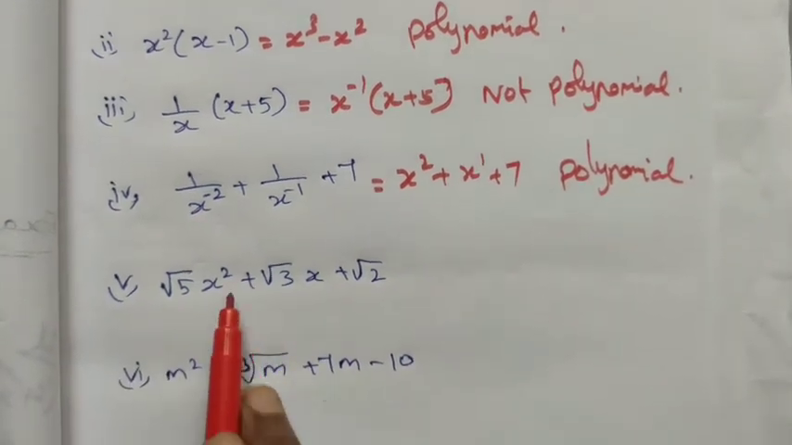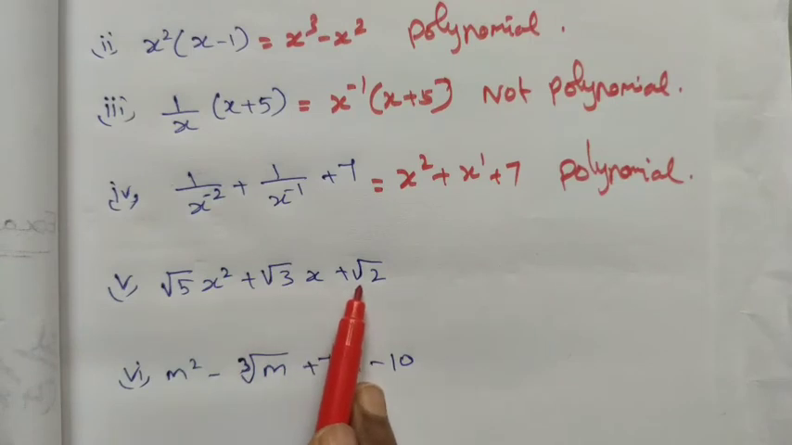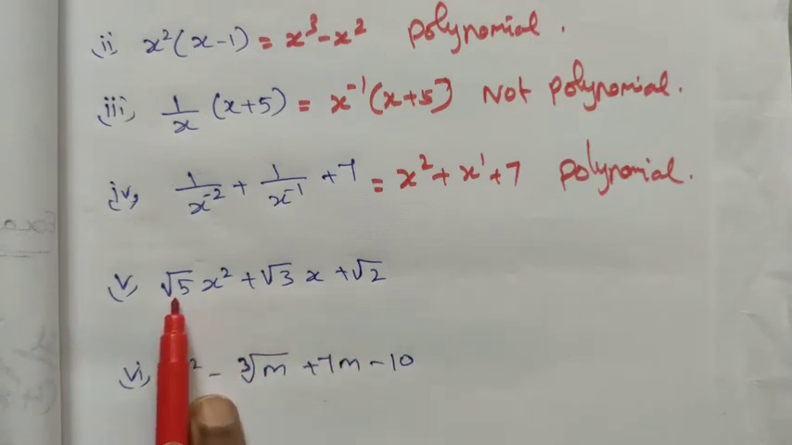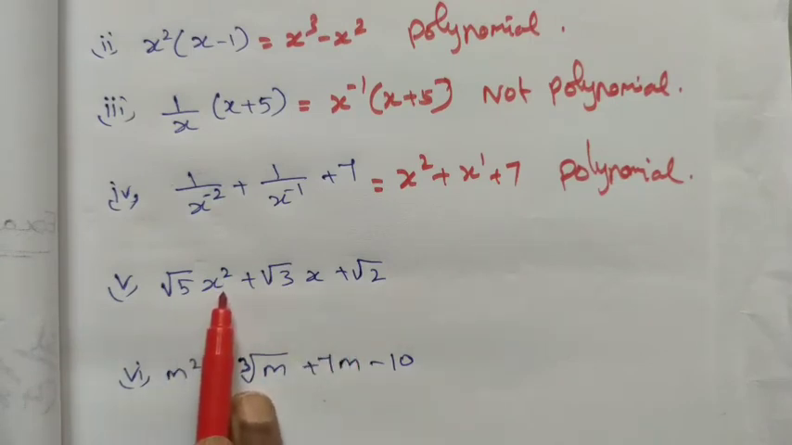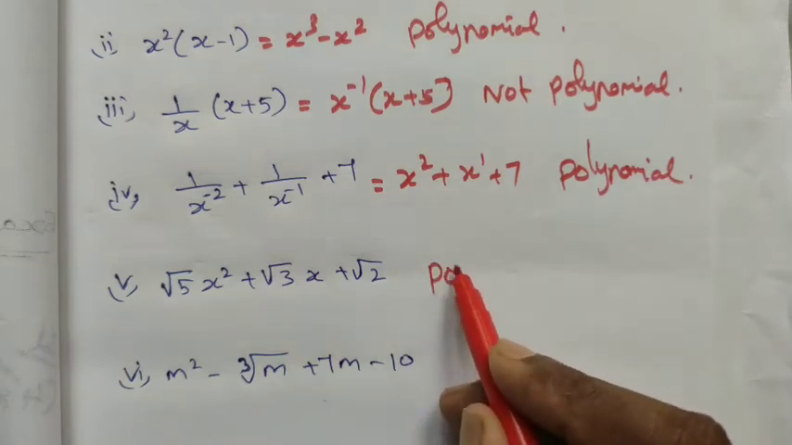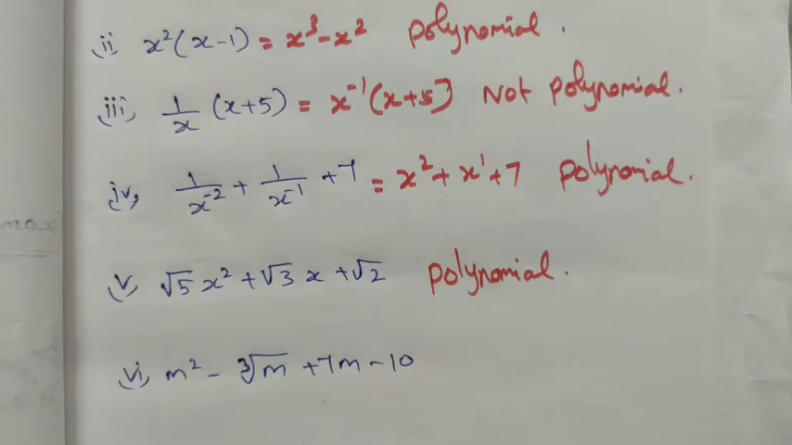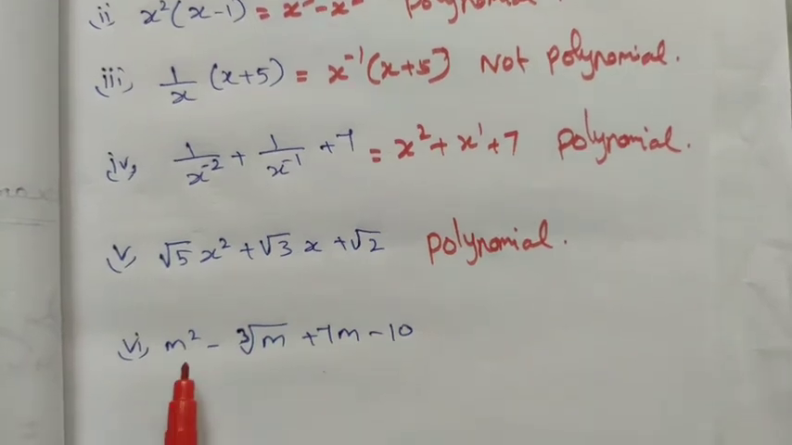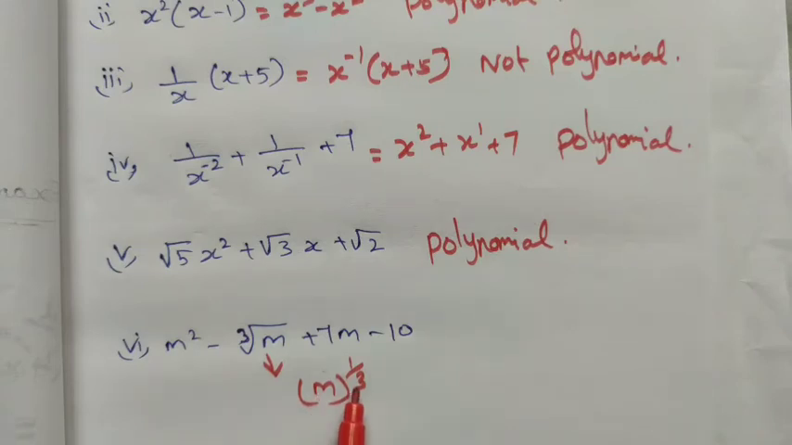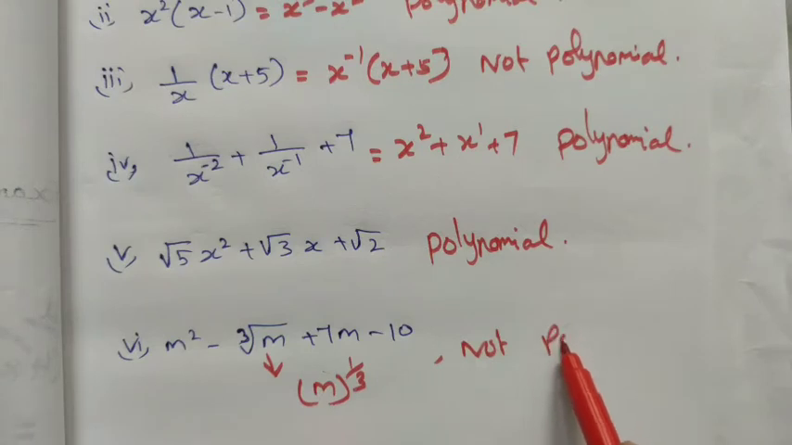Roman number 5. Clearly it is in the standard form of the polynomial. It is a real number and then variable x square, x. So it is a polynomial. See the sixth Roman number, m square minus cube root of m. This cube root of m can be written in the form of m power 1 by 3. The variable's power should not be a fraction, so it is not a polynomial.